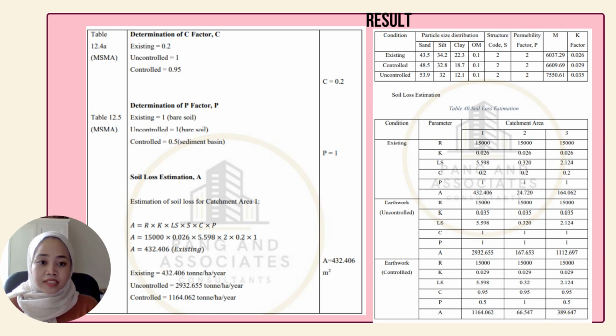For the result of soil estimation, the existing condition area that we get from catchment area 1 is 432.406. For catchment area 2, we get 24.720. For catchment area 3, we get 164.062. For the earthwork uncontrollable condition, the area for catchment area 1 is 2,932.655. For catchment area 2, we get 167.653.